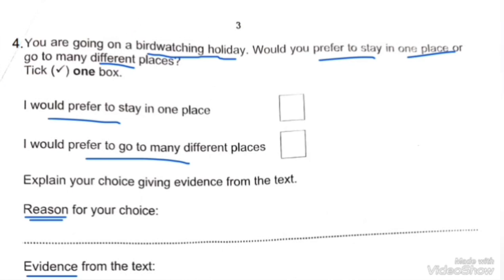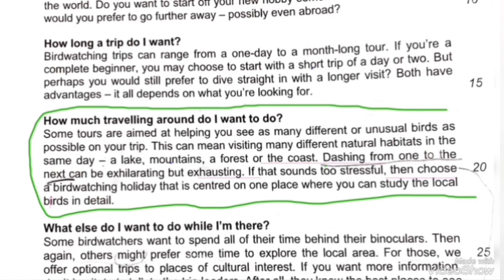So let's check the text. For that, we are in lines 16 to 22. So we're going to search in this part. Here we go, different. So this can mean visiting many different natural habitats in the same day, like the coast. Dashing from one to the next can be exhilarating, which means exciting, inspiring, interesting, but exhausting. So it depends on you if you see that as an exhausting thing or exciting. Okay, so it sounds too stressful. If you don't like moving from a place to another, it will be stressful for you.